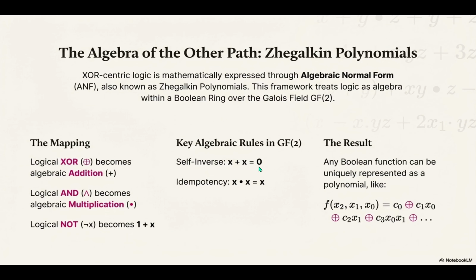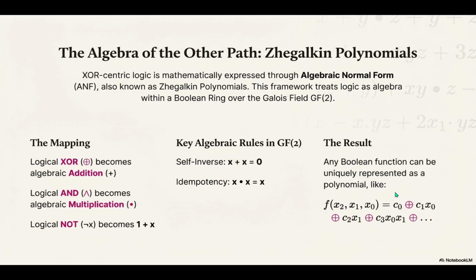And this self-inverse property is key in logic synthesis because it means we can remove redundant terms from an expression just by canceling them out. It dramatically simplifies the circuit. And the second rule is X times X equals X. Right. Idempotency. And these two rules together ensure that any Boolean function, no matter how complex, can be uniquely represented as a polynomial. It's like turning a messy circuit diagram into a guaranteed simplest possible equation. And that uniqueness is profound.